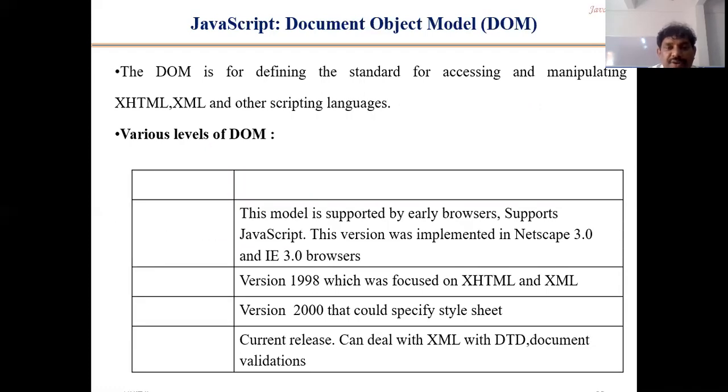The DOM is for defining the standard for accessing and manipulating XHTML. X means extensible hypertext markup language. XML means extensible markup language, and other scripting languages. This model is supported by early projects, supports JavaScript. This version was implemented in Netscape 3.0 and Internet Explorer 3.0 browsers. Version 1998 can be focused on XHTML and XML. Version 2000 could specify the style sheet.